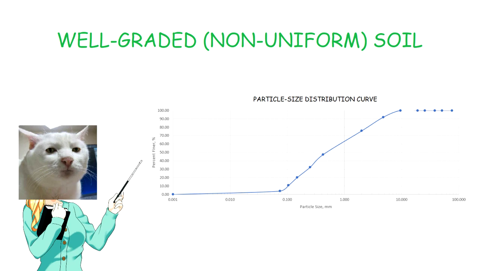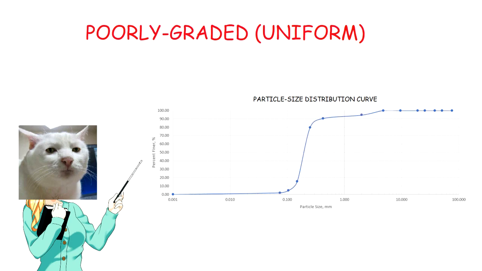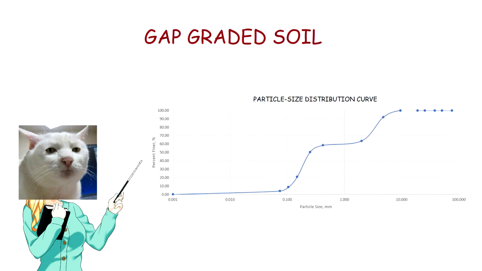It is well-graded or non-uniform if it has a smooth curve covering a wide range of sizes. It is poorly graded or uniform if it has a straight or nearly vertical portion indicating a deficiency of a certain size in that region. It is gap graded if the curve shows a combination of two or more well-graded portions.